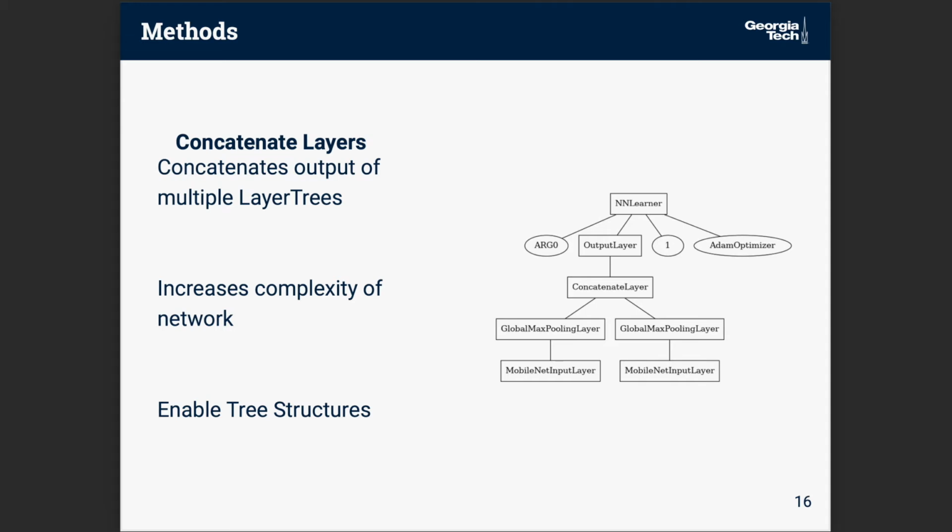However, only using a list only allows us to create sequential models. If we add in concatenate layers, which can concatenate the output of multiple layer trees, we can increase the complexity of the network and enable tree-structured neural networks, as you can see on the right.